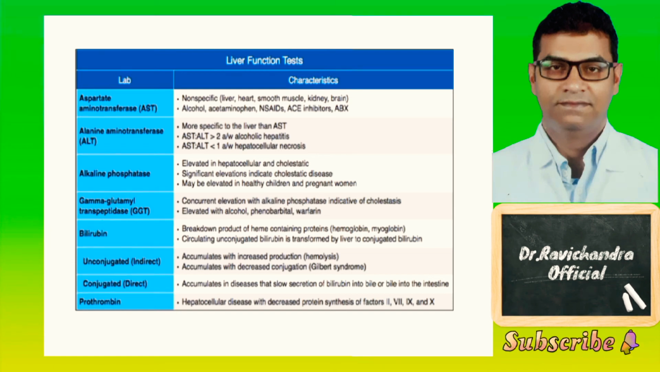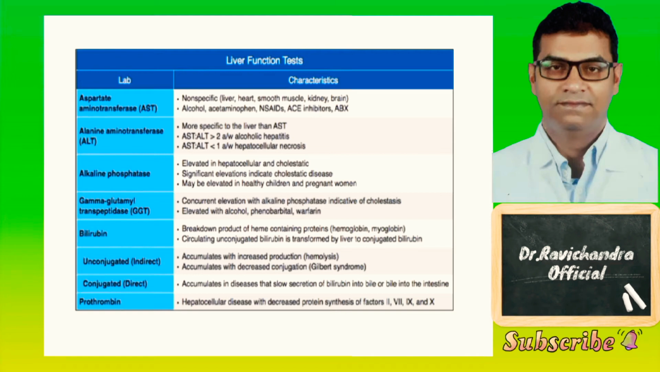Alkaline phosphatase is elevated in hepatocellular and cholestatic disease. A significant elevation in the alkaline phosphatase levels will indicate cholestatic disease, and it may also be elevated in healthy children and pregnant women. Gamma glutamyl transpeptidase, GGT: concurrent elevations of GGT with alkaline phosphatase are indicative of cholestasis, and it is also elevated with alcohol, phenobarbital and warfarin intake.